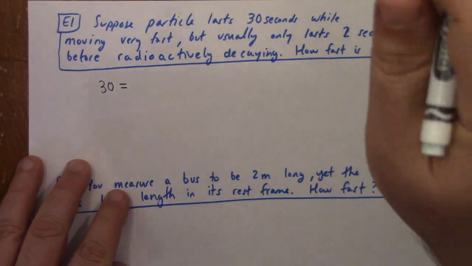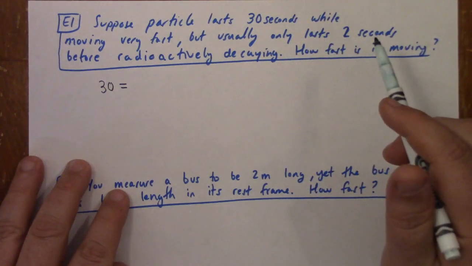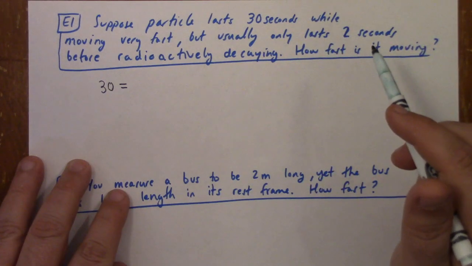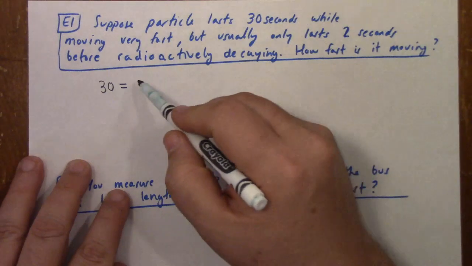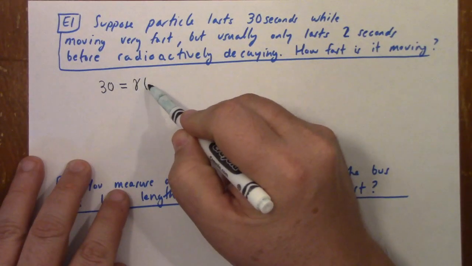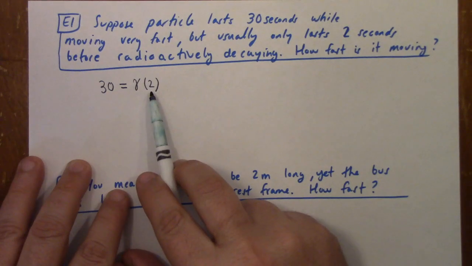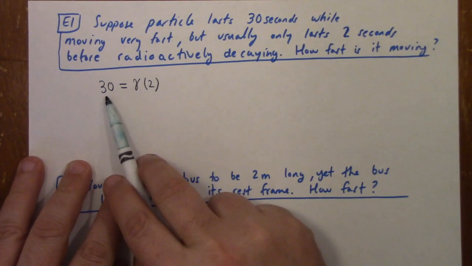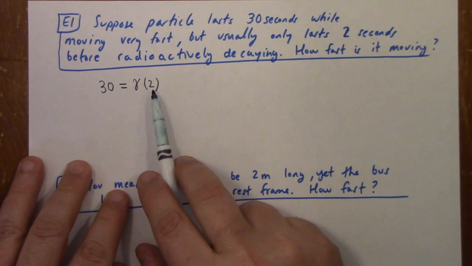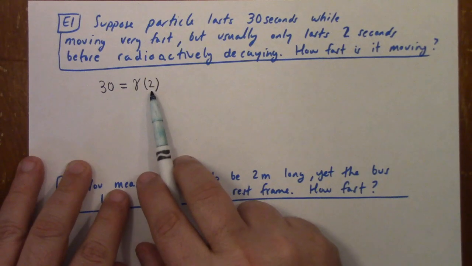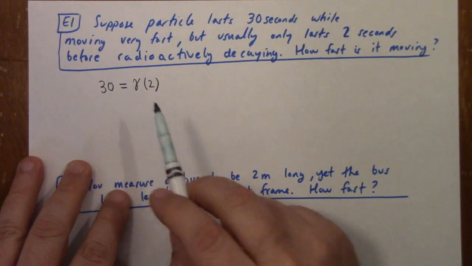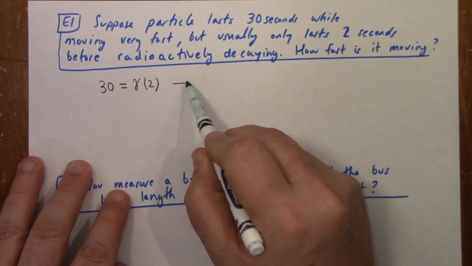So this is time dilation, right? So we've got 30 is equal to gamma times 2. That's the time that it's supposed to last. This is the time we observed it to last. So in its rest frame, it's experiencing 2 seconds. But actually, for us, it was 30 seconds. That suggests a gamma factor of 15.